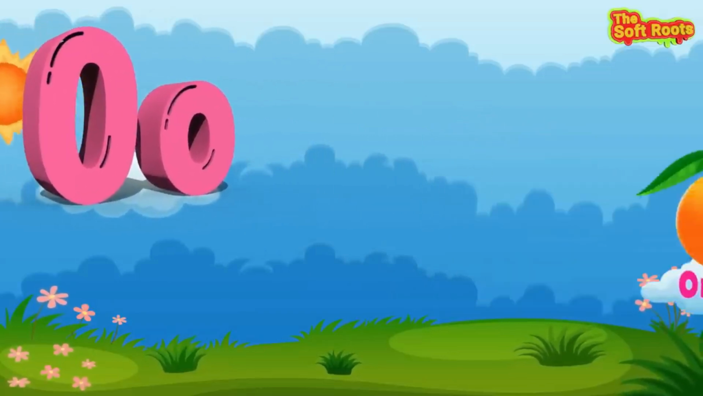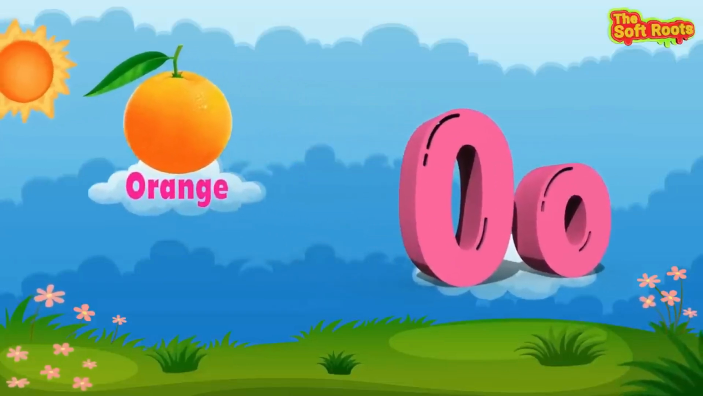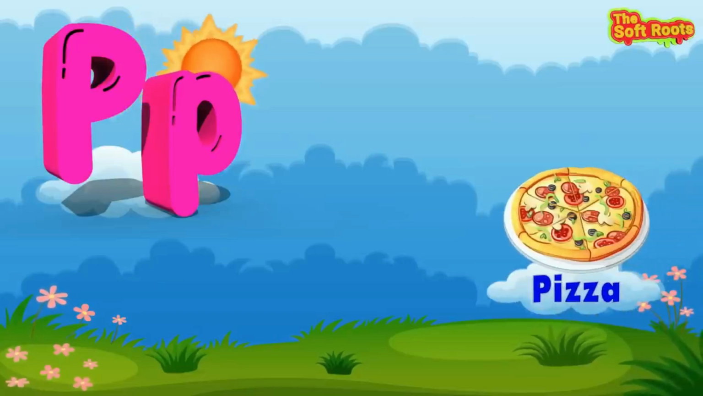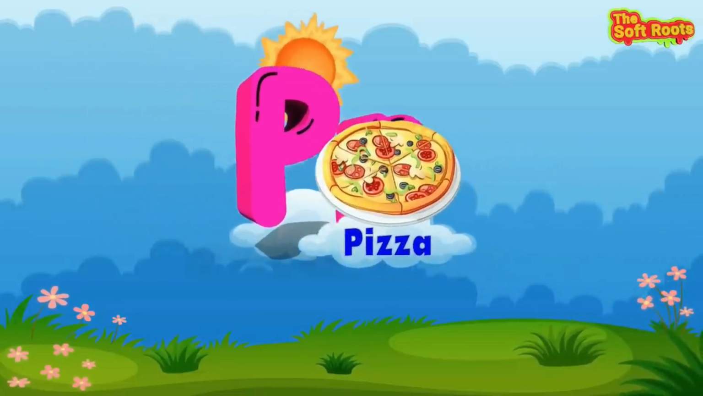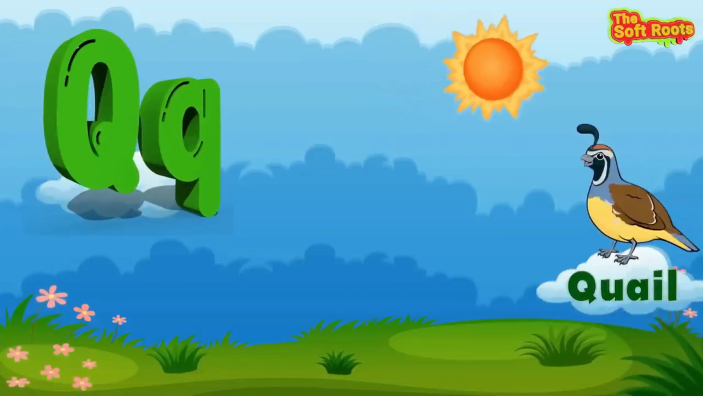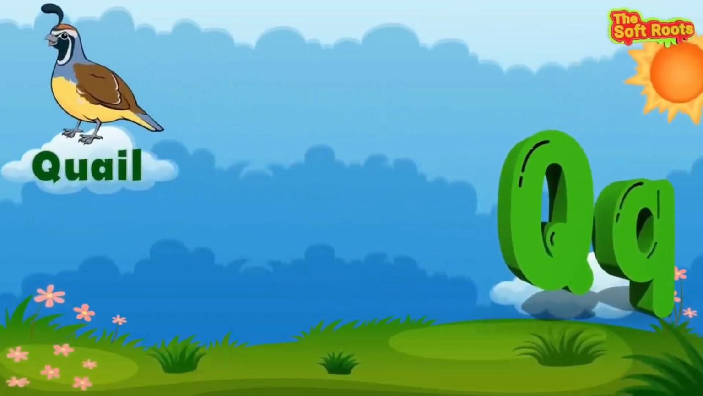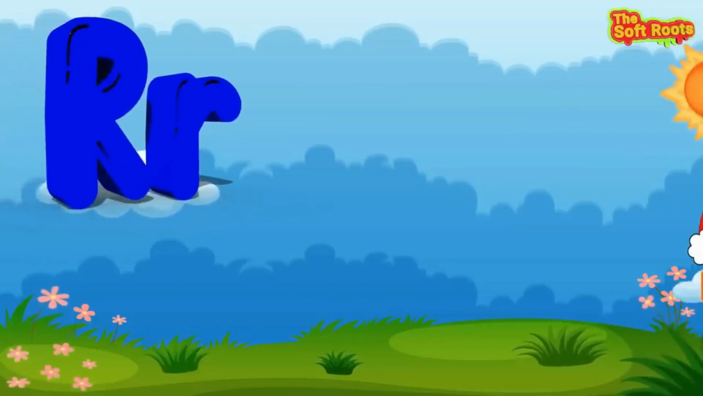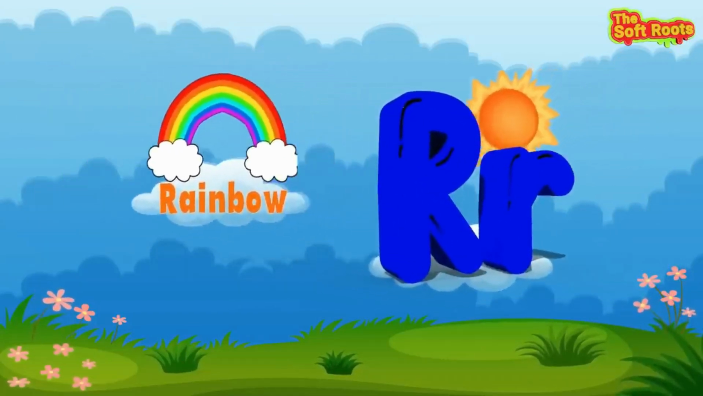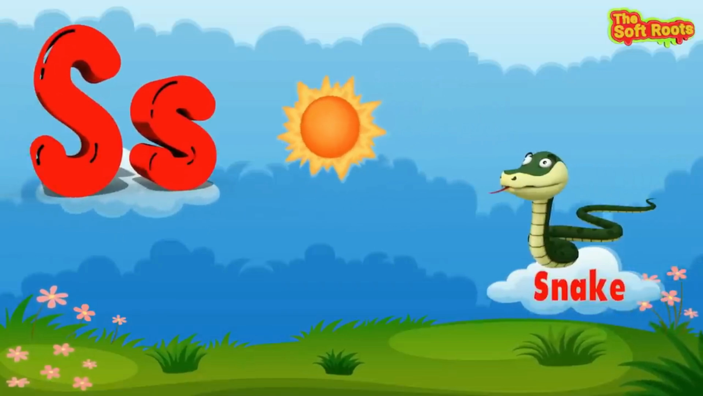O is for orange. P is for pizza. Q is for quail. R is for rainbow. S is for snake.